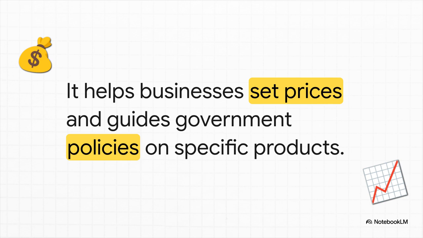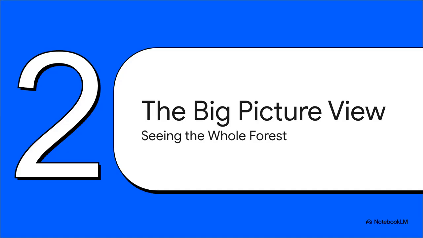Microeconomics is exactly what helps a company figure out the sweet spot, the perfect price for a new gadget to make the most money. And it's also what governments use to figure out, hey, if we put a tax on soda, how will people change their buying habits? It's incredibly useful.